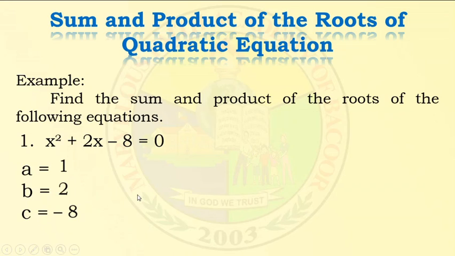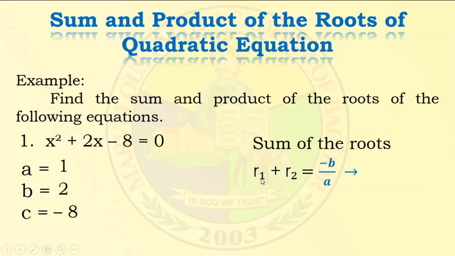Now, since we have the value of a, b, and c, we're going to substitute in the formula for finding the sum and product of the roots. For the sum of the roots, we have r sub 1 plus r sub 2 equals negative b over a. Substitute lang natin yung value ng b natin. We have 2. Take note na merong negative sa ating formula. Negative 2 over the value of a, which is 1. So negative 2 divided by 1, the answer is negative 2.